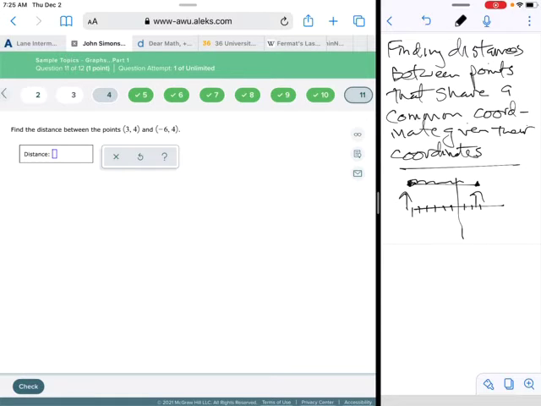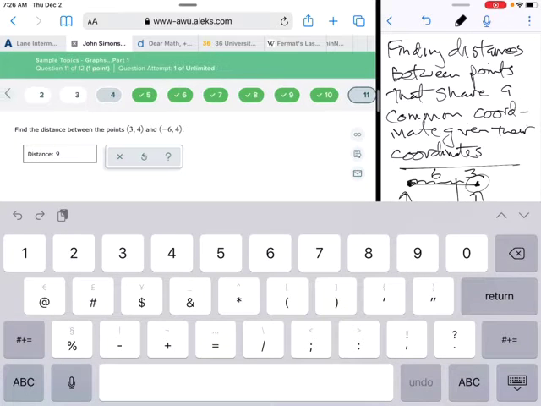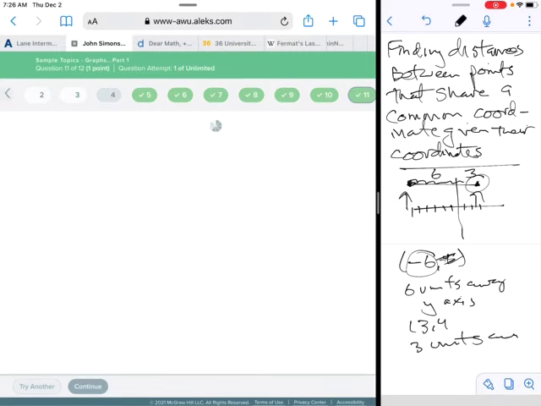So an easy way to do that is to say, if I have (-6, 4), I'm going to completely ignore the 4, and recognize that this negative 6 is 6 units away from the y-axis. So this is 6 units right here. And then my point (3, 4), which is over here, is 3 units away, but in the other direction. And then you just add them together. 6 plus 3 is 9. All right, worked out. So let's do another one.